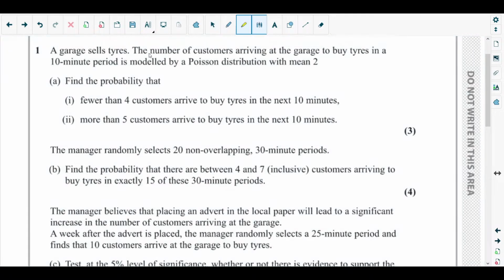So what they have said in number 1: a garage sells tires. The number of customers arriving at the garage to buy tires in a 10-minute period is modeled by a Poisson distribution. They have already given that it is distributed with Poisson distribution, and its mean, lambda, is equal to 2. The mean is given as lambda, equal to 2.